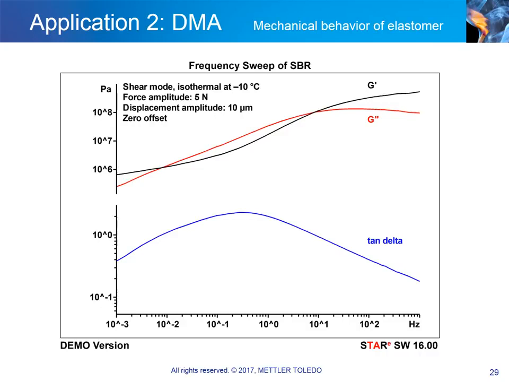The slide shows a frequency sweep across the glass transition of a styrene butadiene rubber, or SBR for short. The measurement was performed isothermally at -10 degrees Celsius. The frequency ranges from 1 millihertz to 1 kilohertz. In this frequency range, G' changes by around 3 decades. The maximum value of tan delta is reached at about 0.3 Hz.